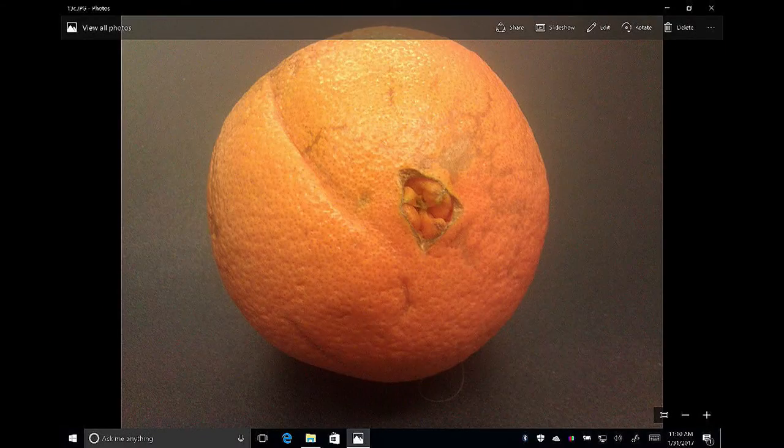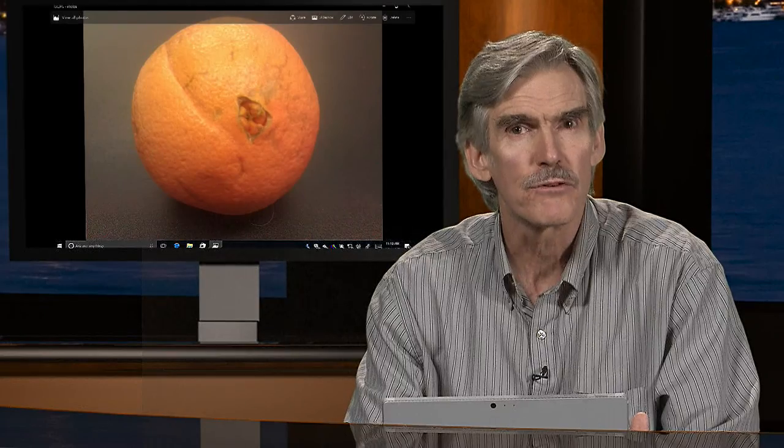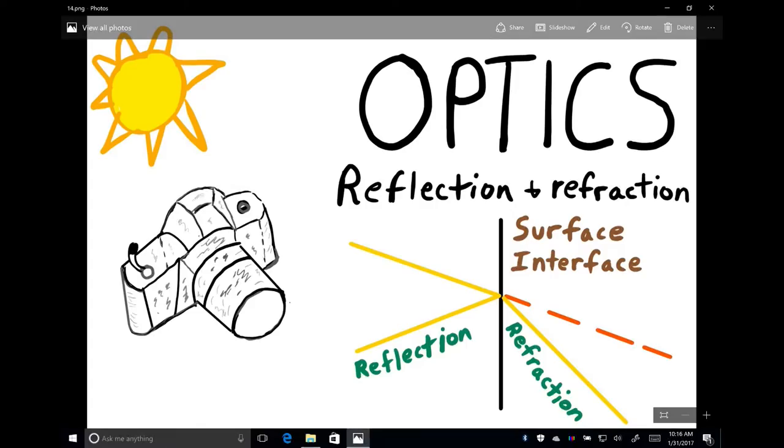And if we look at the other side of that navel orange, you see that crease in the upper left side and also some other imperfections in that peel. All of that light reflecting off of those dimples and all of those creases and so forth is diffuse because it's bouncing in different directions.